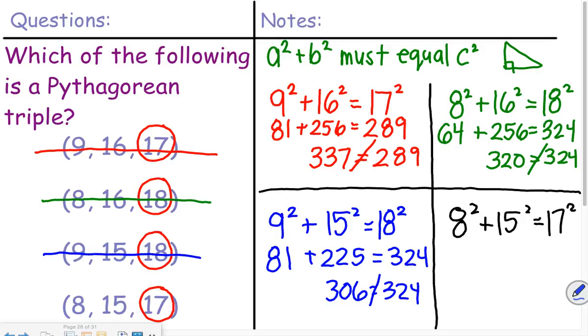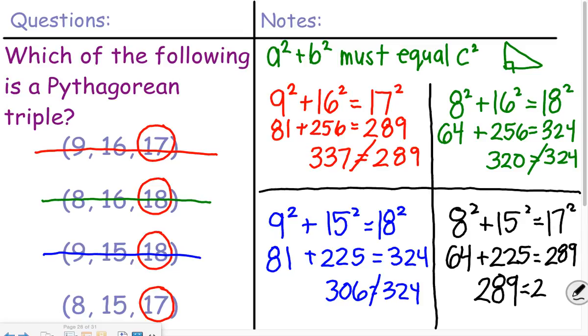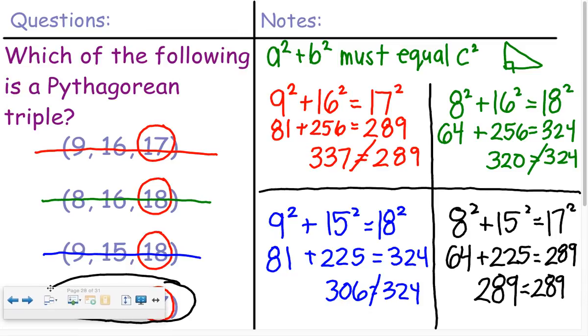So it should be this last one if we're doing this correctly. So 8 squared is 64. 15 squared is 225. 17 squared is 289. 64 plus 225 is 289. 289 equals 289. So the one that is correct is the bottom one. 8, 15, and 17 make a Pythagorean triple, meaning a right triangle.